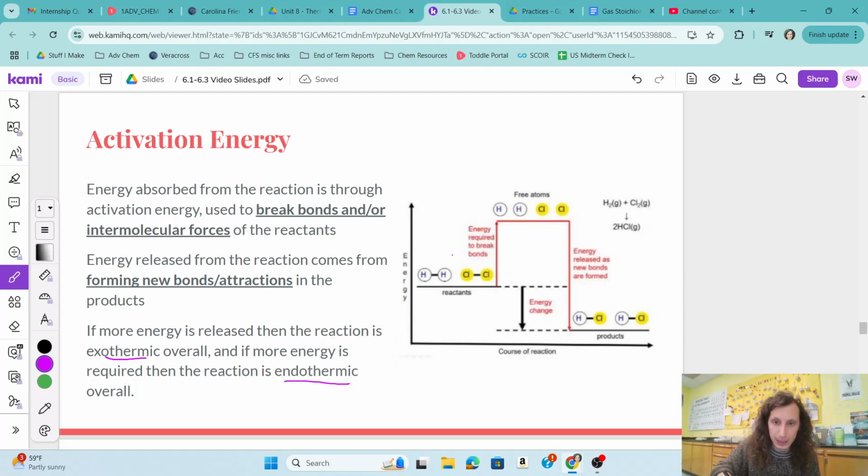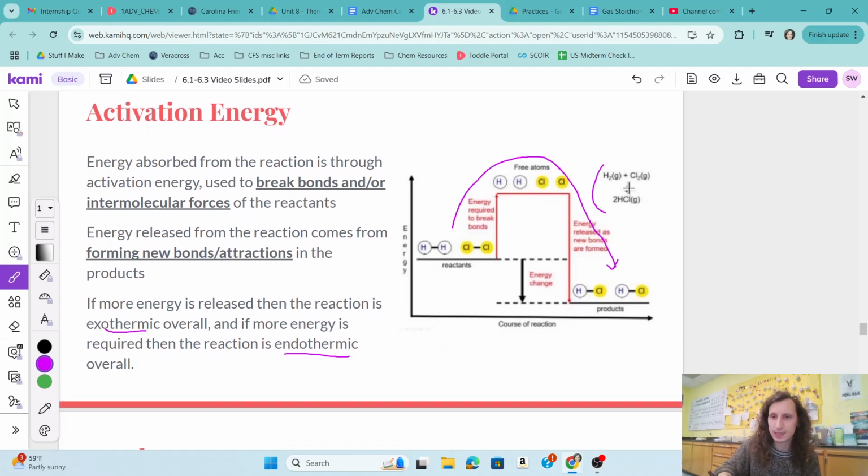But again, to get through to the products, I have to start breaking some stuff apart, and that requires energy. Even if overall this is exothermic, I have to jump over a hill in any reaction.